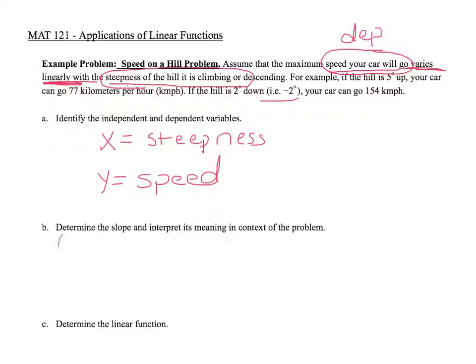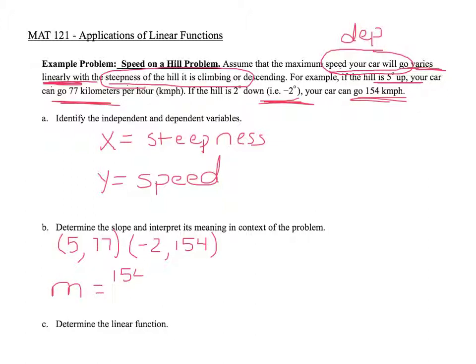So we need two ordered pairs in order to find our slope. So 5 degrees up, that's my steepness. My car can go 77 kilometers per hour, that's the speed that goes with it. Or 2 degrees down, -2, 154 kilometers per hour. All right, so now let's find our slope. On the top, we have the difference in the y's over the difference in the x's. And so that comes out to -11 for our slope.